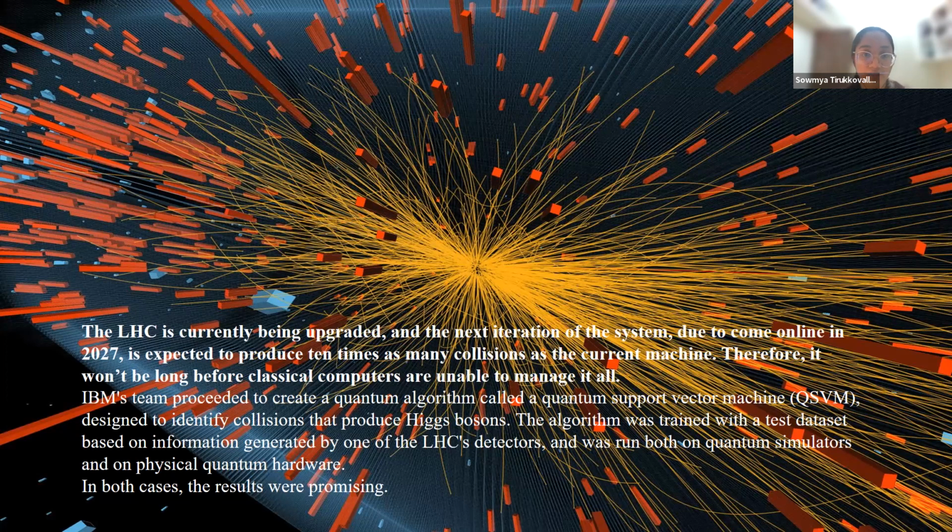There's a team at IBM creating a quantum algorithm known as the quantum support vector machine. They're using it to identify collisions that produce Higgs bosons. The algorithm was trained with a test data set based on information generated by one of the LHC's detectors, and was run on both quantum simulators as well as physical quantum hardware. In both cases, the results were promising. It's a really interesting field. There are a ton of applications of quantum computing, not just these four. I'll link the papers in the Discord if anyone is interested in checking them out.